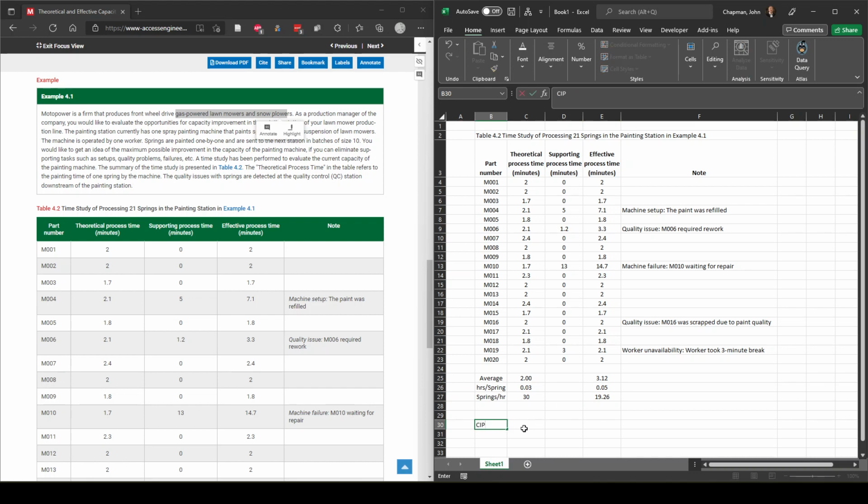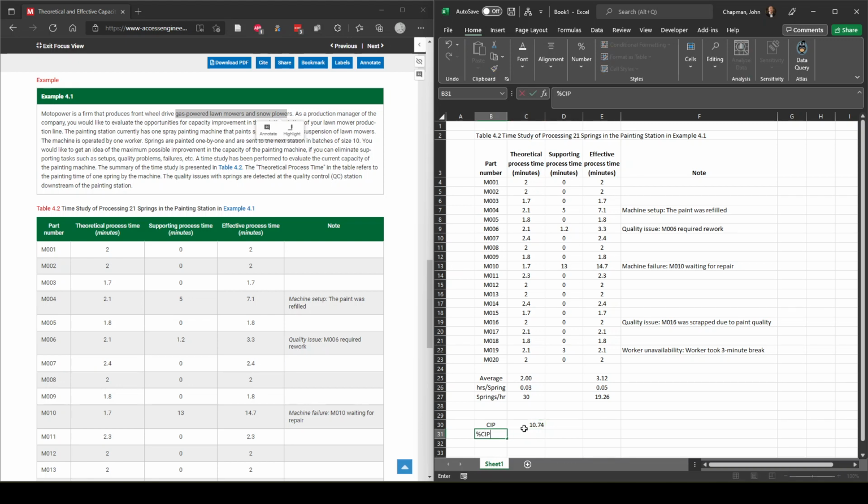So now that we have the theoretical capacity and the effective capacity, we can calculate a capacity improvement potential. What we're going to do is take our theoretical and subtract our effective. And that is a 10.74. What does that mean? That's a per hour figure, which means there is potential there to improve, 10.74 springs per hour.